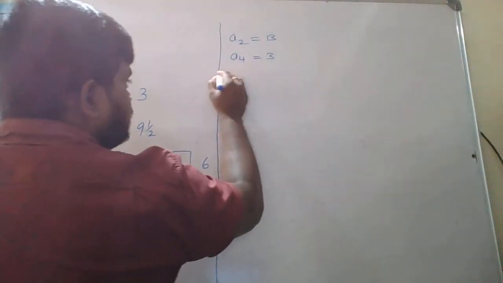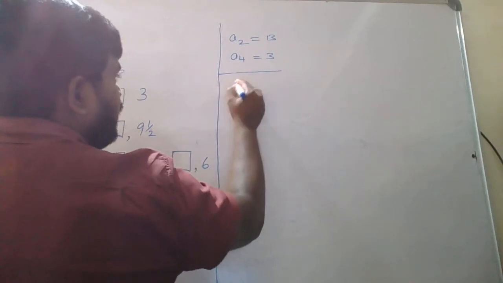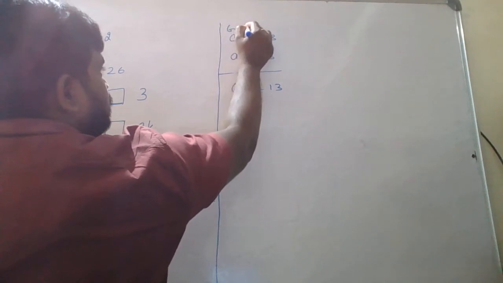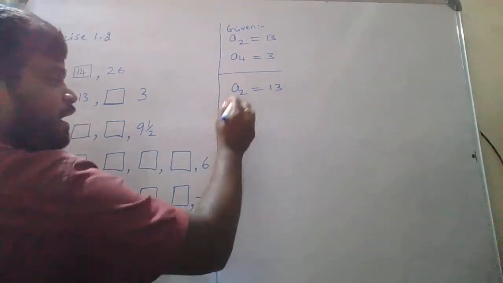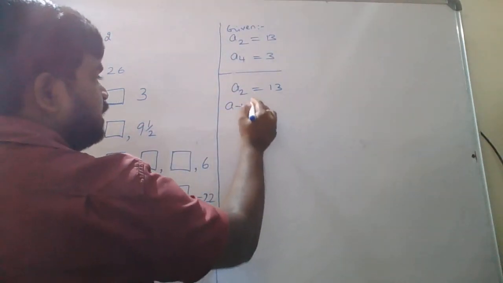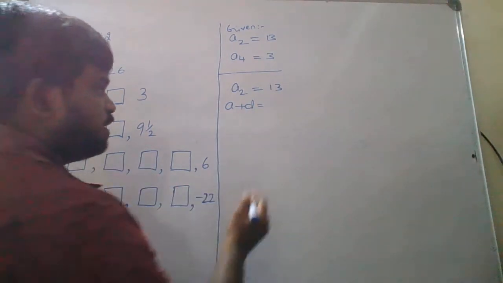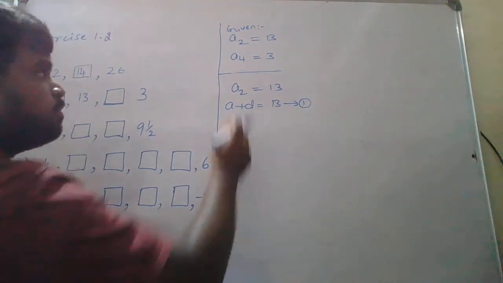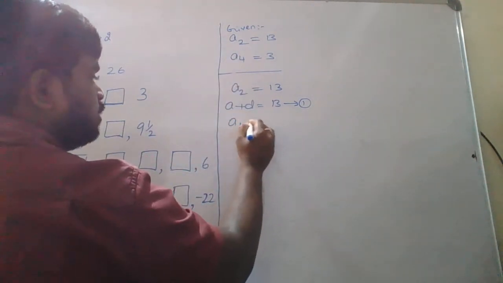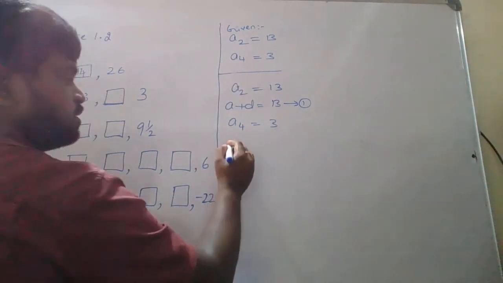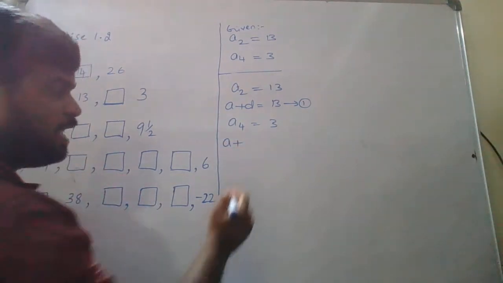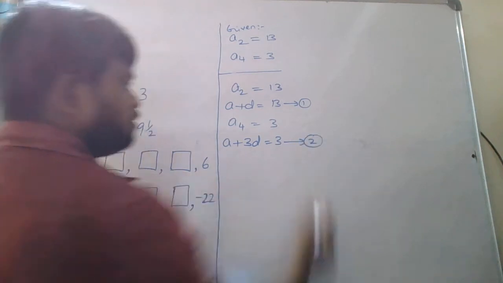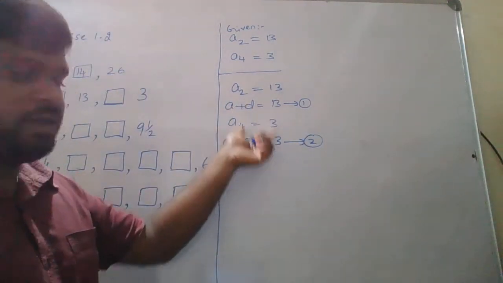So let's start it. A2 is 13. This is given. So A2 is A plus D. Second term is what? A plus D equals 13. Equation 1. Similarly, A4 is 3. What is A4? A4 can be written as A plus 3D. That will be equal to 3. Equation 2. So you got your two equations.